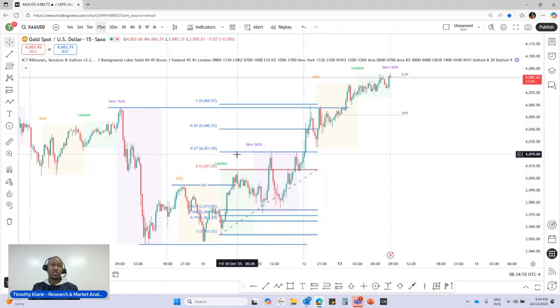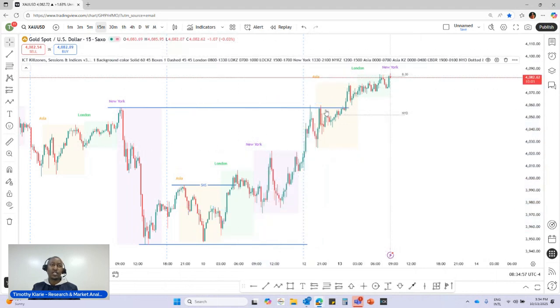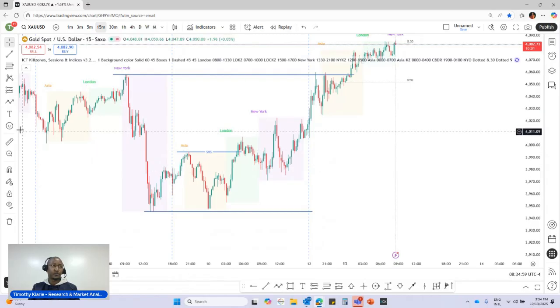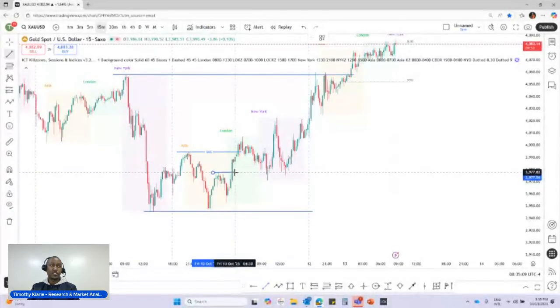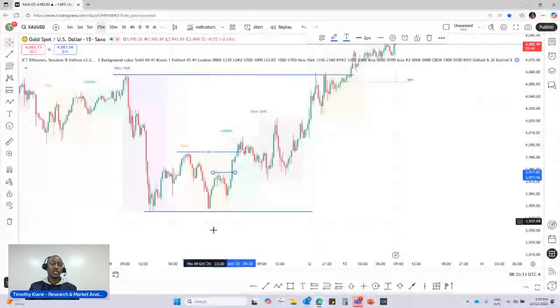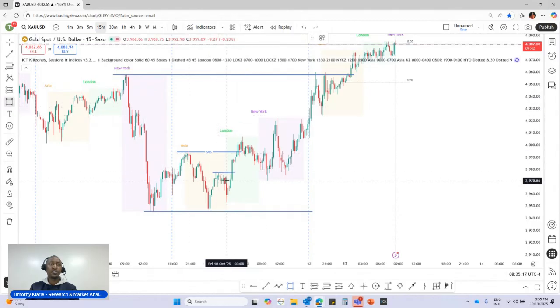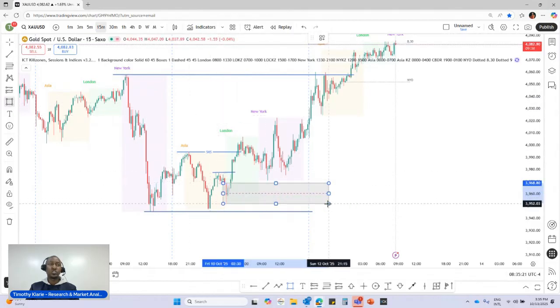So let's now do away with the Fibonacci. Another way that you can look at it is this. As the price was pushing up here, it also created a BOS at this particular point. How you can look at that is to mark this as your order block. So you can also use the order block.